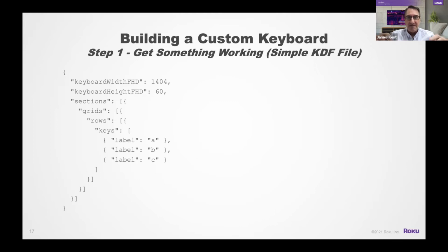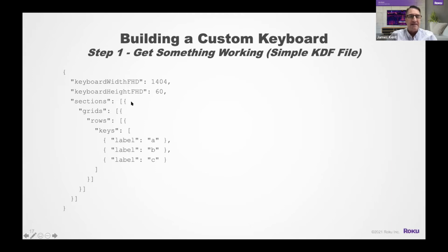So I want the number to be divisible by 26. That's why I chose 1404. If I divide that by 26, each key is going to be 54 pixels wide. Then I can specify the keyboard height, which says that the height of the keys is going to be 60. That's pretty simple. You would usually specify values for HD or a 720p layout also, and that's the same except you leave the F off.